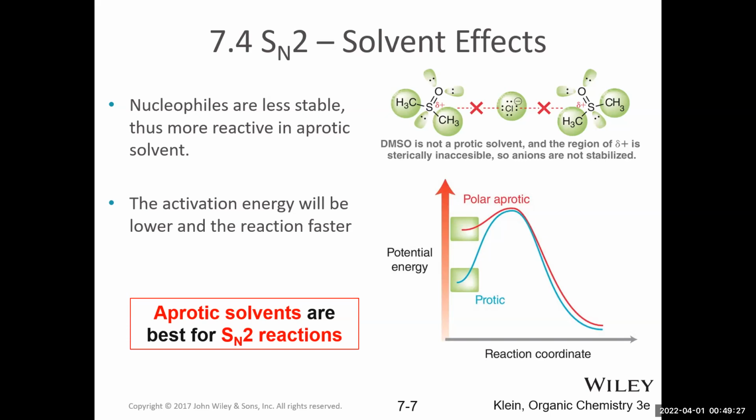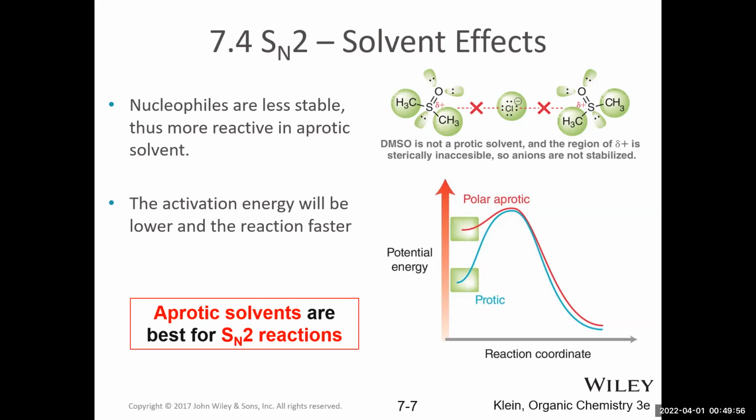And the reason for that is because with a polar aprotic solvent, the outside of the molecule has a partial negative charge, and the partial positively charged part of the molecule is typically buried inside the structure. So it's less accessible to be able to coordinate and stabilize an anion. So the opposite actually happens, and we'll see that in the next class.